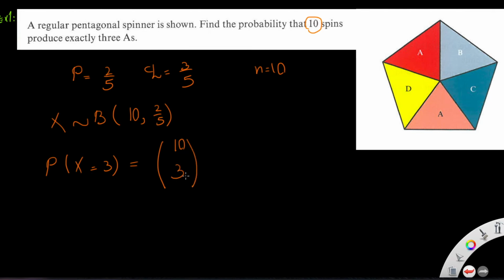So combination of 10 and 3, then p to the power of r, the probability of success, 2 out of 5 are A, so 2 over 5 to the power of 3, and the probability of failure, which is 3 over 5. Out of these 10 spins, 3 of them are supposed to be successes, so 7 of them will be failures, which gives you an answer of 0.215.